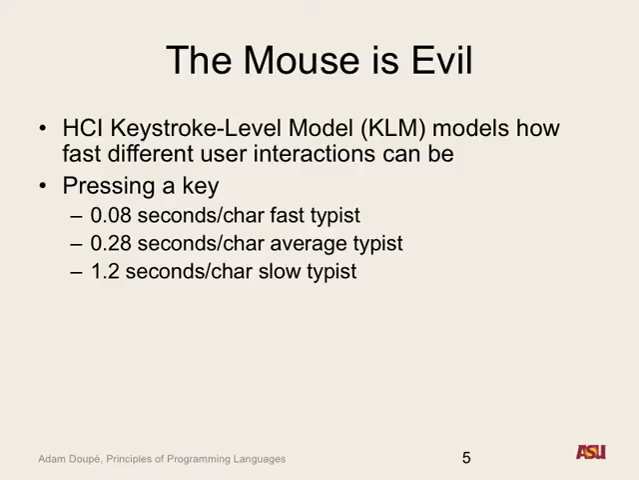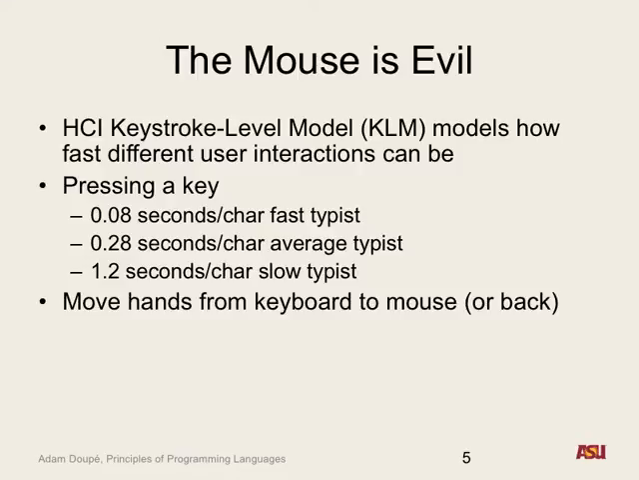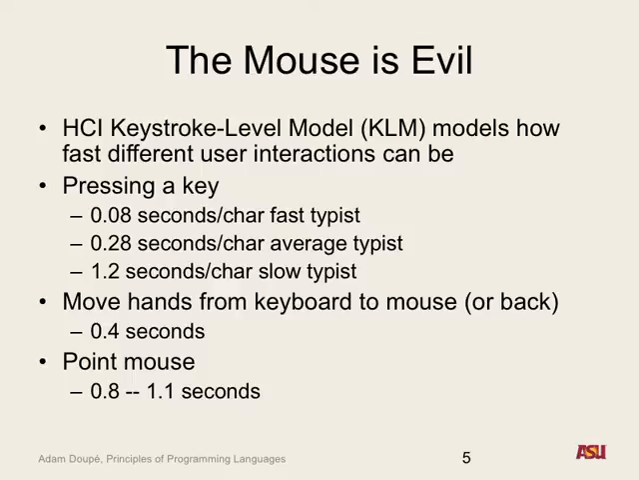So these are just for pressing keys. Then for moving your hands from the keyboard to the mouse, or the mouse to the keyboard, because it's not an automatic thing. You have to find the mouse and then find where it is on the screen. They measured that it's about 0.4 seconds. And then you have to point the mouse cursor from wherever it is. You have to find it, look at your target on the screen, and then move your hand so that the digital mouse pointer moves over there. How long does that take? About a second. So it's anywhere from 0.8 to 1.1 seconds, depending on the distance that you have to go.